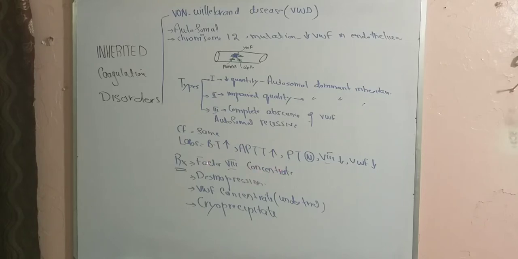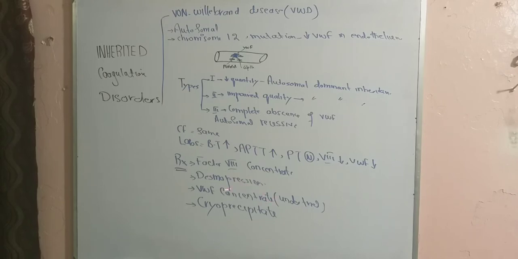Other than this, we can also use desmopressin, which is a vasopressin analog and is available in IV, intramuscular, and intranasal forms. And we have seen that it not only increases the factor VIII concentration, but also increases the synthesis of the von Willebrand factor by the endothelium.